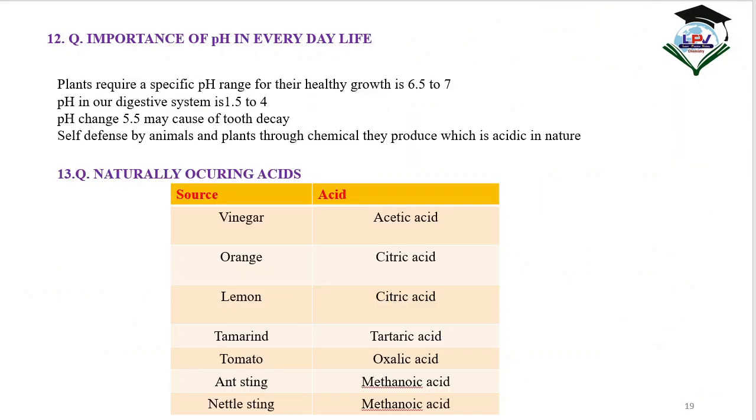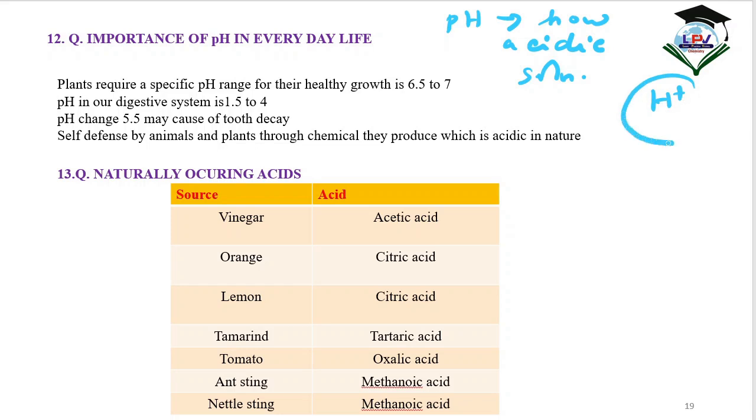Let's move on to the next question. You know what a pH is? The definition of pH is, as I already told, how acidic the solution is. So it gives importance to the H plus concentration. The H plus concentration becomes the factor deciding the pH.